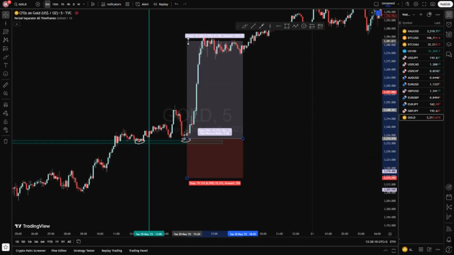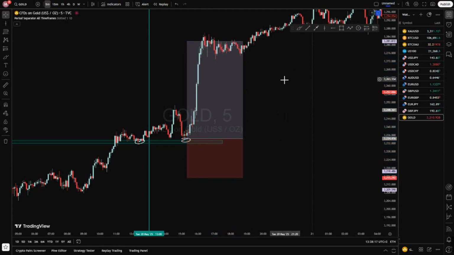And boom, price shoots up beautifully. Another clean setup using this method. You see how simple that was? No indicators, no stress, just pure price action using key zones and time.